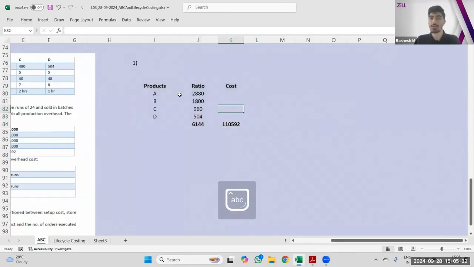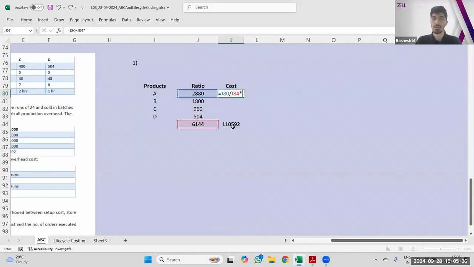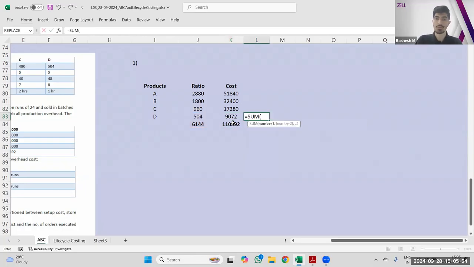All I need to do now is allocate my costs. So 2880 divided by 6144 multiplied by 110592 and so on and so forth. Again, please be in a habit of checking your costs at the end of the day. So once your 4 costs have been allocated, do a separate total. If it's correctly adding up to the same overall fixed cost, then you have done it correctly. Otherwise, it can be simple calculation errors, right?